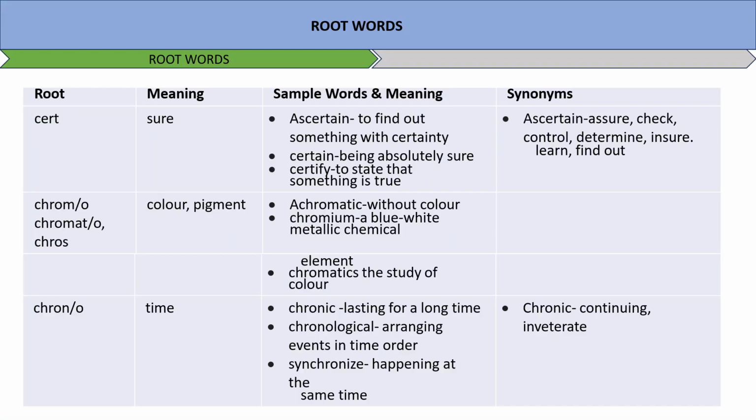Chrome, chromat, chro means color or pigment. Achromatic, without color. Chromium, a blue white metallic chemical element. Chromatics, the study of color is known as chromatics. You see, chromatics.